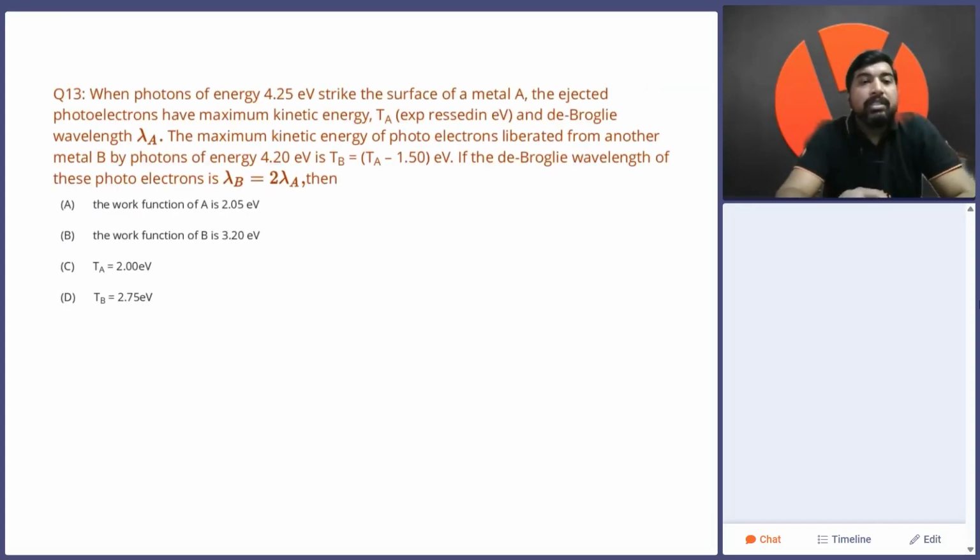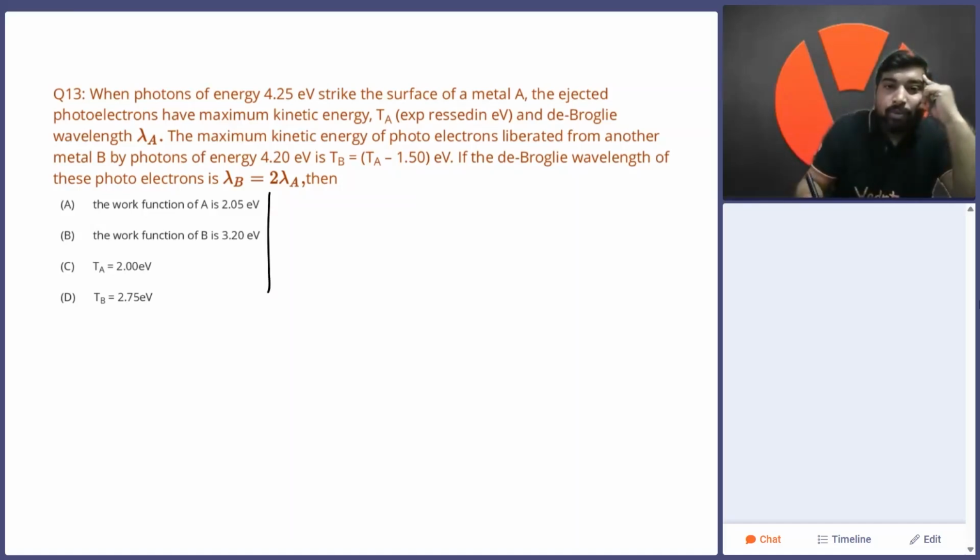Now we're going to discuss question number 13. When photons of energy 4.25 electron volt strike the surface of a metal, the ejected photoelectrons have kinetic energy Ta and the de Broglie wavelength lambda A. The maximum kinetic energy of photoelectrons liberated from another metal by photons of energy 4.20 electron volt is Tb, equal to Ta minus 1.50 electron volt.